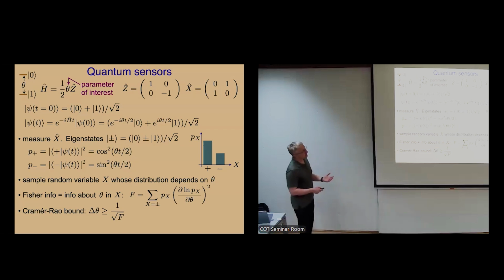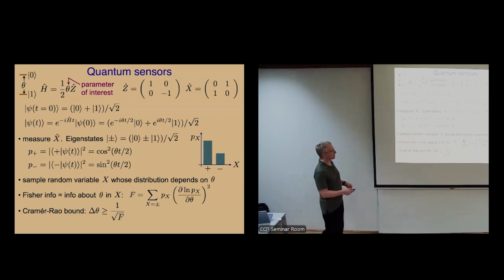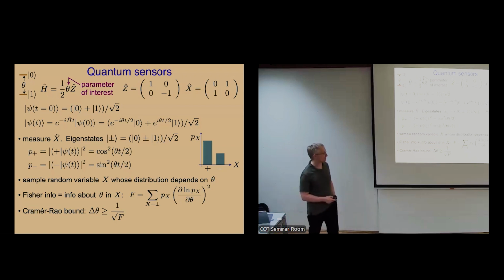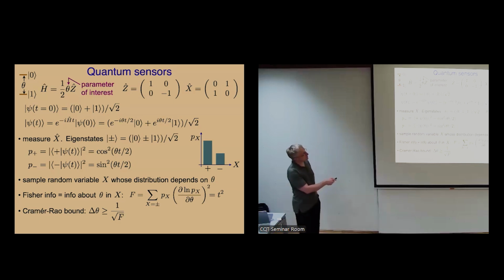Now, in reality, you need to run this experiment many times, say m times, and then the Fisher information will be m times larger, and then in the asymptotic limit of large m, you can saturate this bound. But I'm going to, for simplicity, deal with this single shot formula. So let's now plug in our probabilities, P plus and P minus.